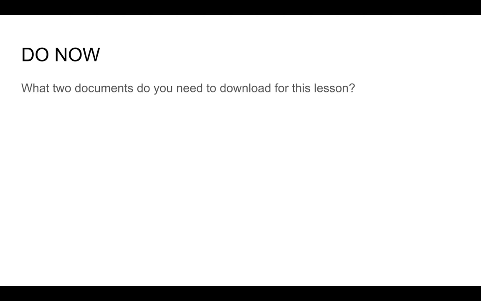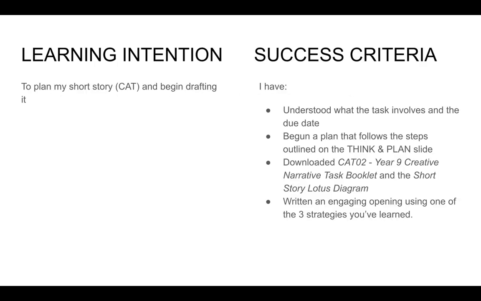Lesson number 9 of our short story unit. Today we're actually going to begin the CAT, so this is just some information so you know exactly what to do. The do now was, what two documents do you need to download for this lesson? Most of you got it right. The two documents I'll outline in this slideshow, but they are the booklet that tells you what to do for the task and also a planning sheet, the Lotus diagram planning sheet.